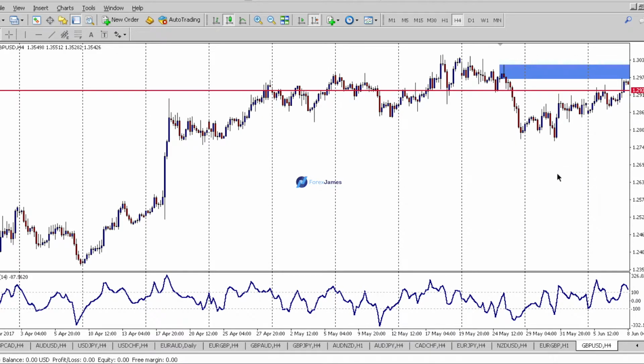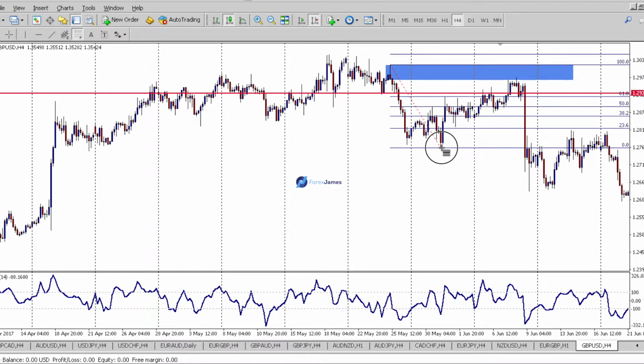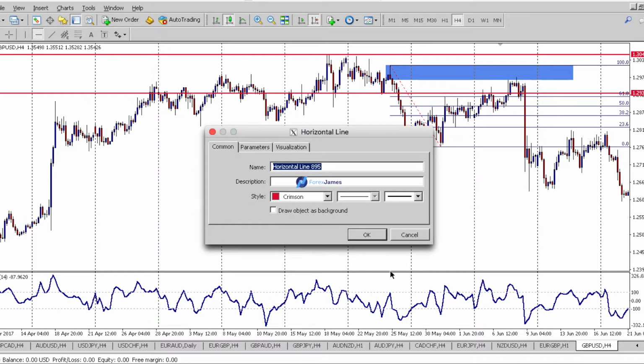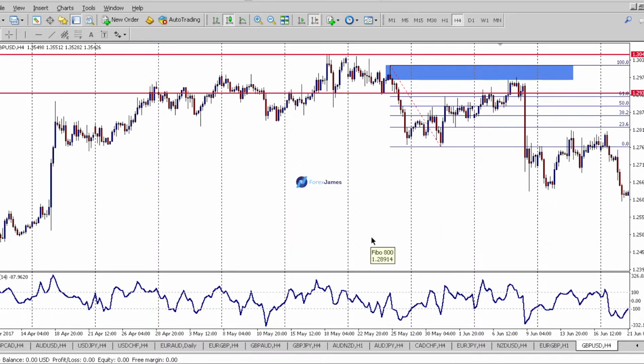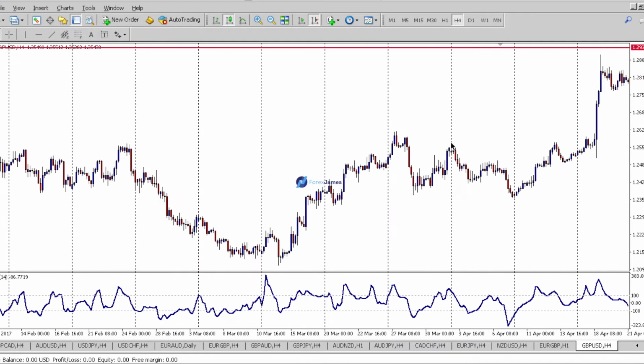Okay, so in this example, I would just simply anticipate a pullback, draw my fibs from this point to the lowest point, and I just place my stop loss here. Okay, 1.13, simple, easy. It leaves no room for guesses. Okay, let's take a look at another example.